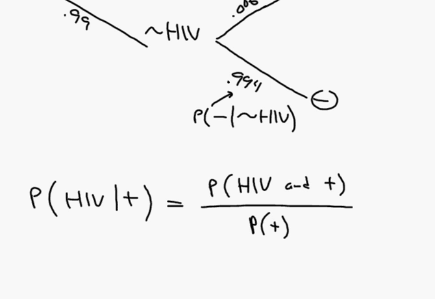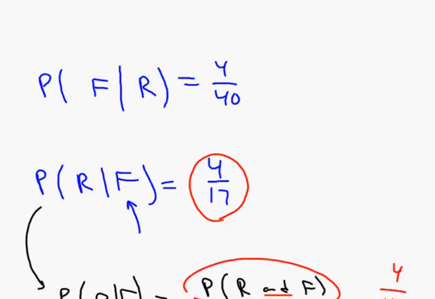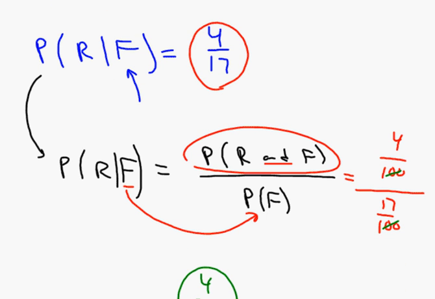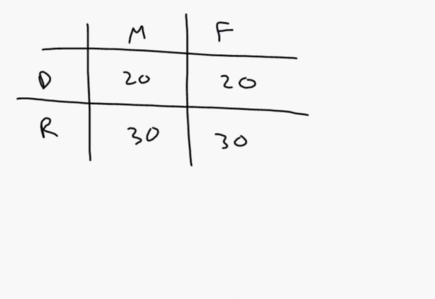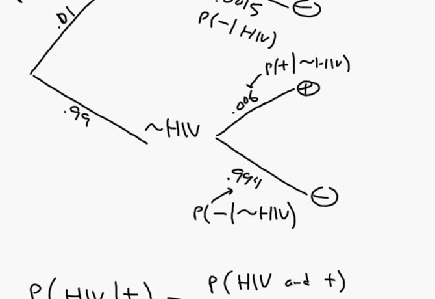We had shown that formula earlier as another way to calculate a conditional probability. Right here. Here it is. Right? We did the probability Republican given female, and we said we could write that as probability Republican and female over probability female, and we showed how to calculate that. So we're using that same formula in this new example. Okay, so here we are.